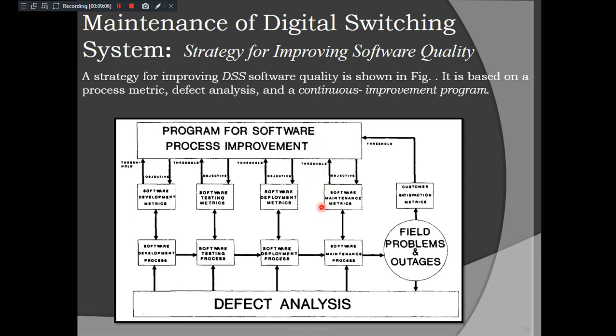Apart from that, you can see in the block diagram that each of these processes also has inputs in a systematic fashion. First, the software development process gives certain feedback or inputs to the testing process. Then its input is given to the deployment process, then to the maintenance process, and then its output is given as input to these things.